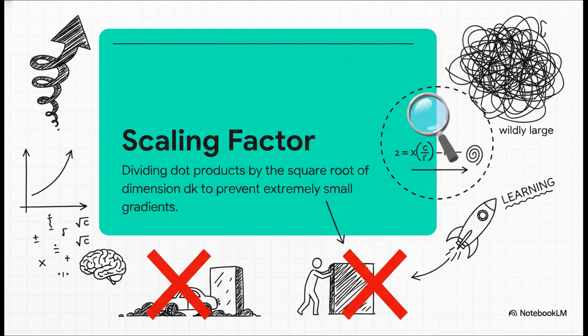Now, there is a really crucial mathematical tweak in here, the scaling factor. They divide the dot products by the square root of the dimension. Why? Well, without this tiny adjustment, the network's calculations would grow wildly large, pushing the model into these flat zones where learning just stalls out and dies. The scaling factor keeps the math manageable, ensuring smooth, rapid training.